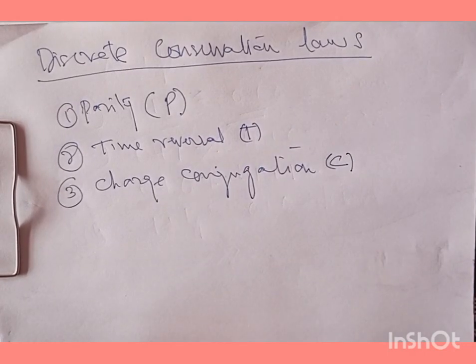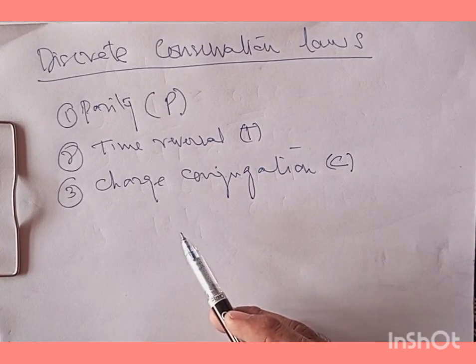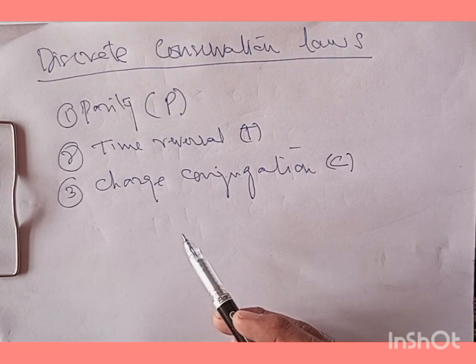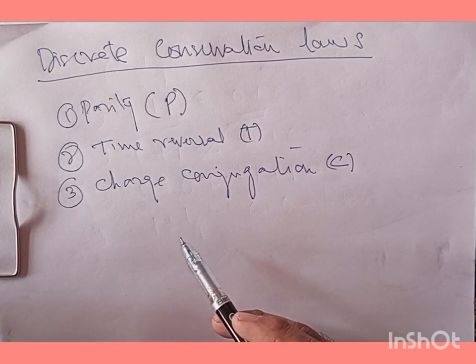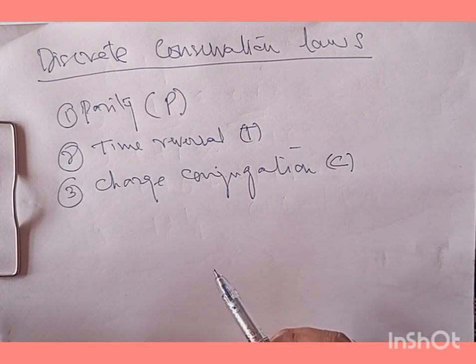Now, let's talk about discrete conservation laws. To start with, all the elementary particles are basically characterized by a set of quantum numbers. These quantum numbers give the intrinsic properties of these elementary particles. The existence of these quantum numbers tells us that there are some symmetries.